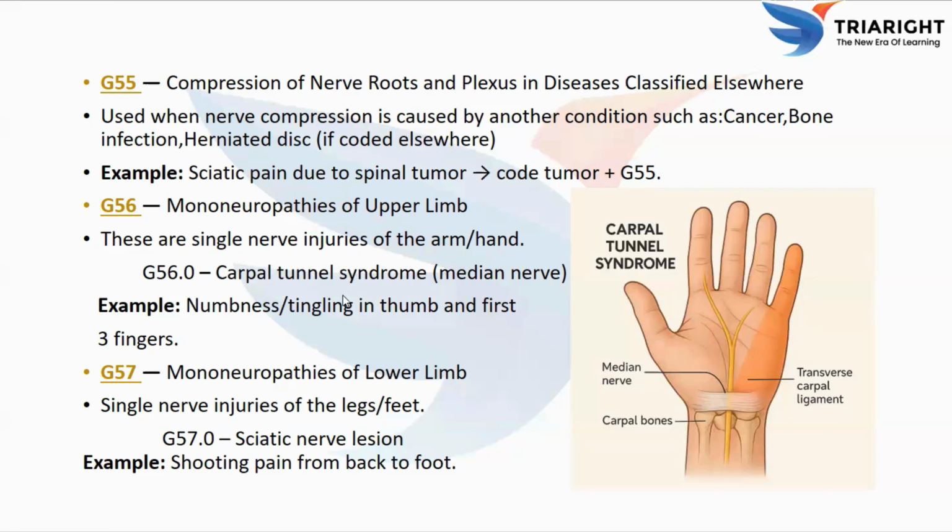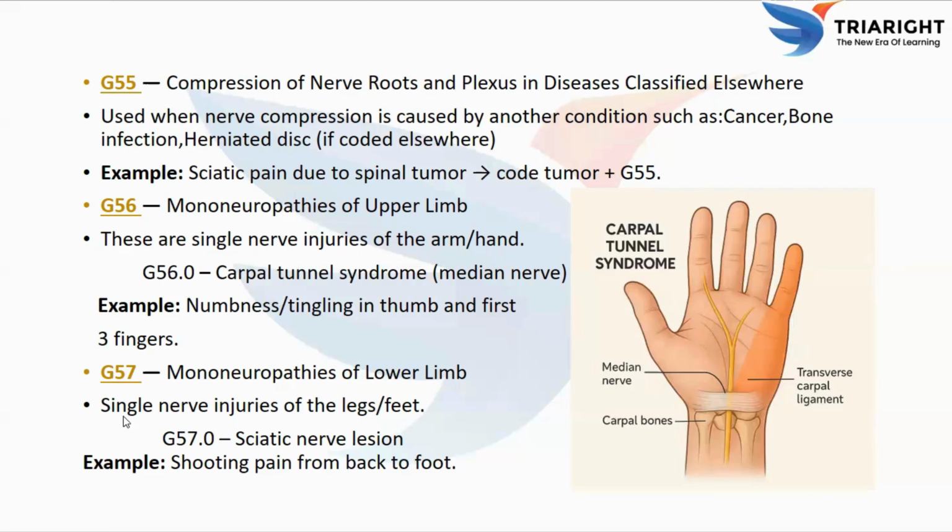So what happens whenever carpal tunnel syndrome attacks? You can see tingling and numbness in the thumb. Also, you can see numbness in the index finger, middle finger, and half of the ring finger. So what is an easy example of G56? It's when a person feels numbness in the thumb and the first three fingers. For carpal tunnel syndrome, you have to assign the code G56.0.